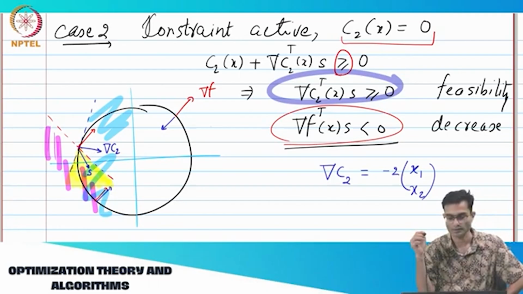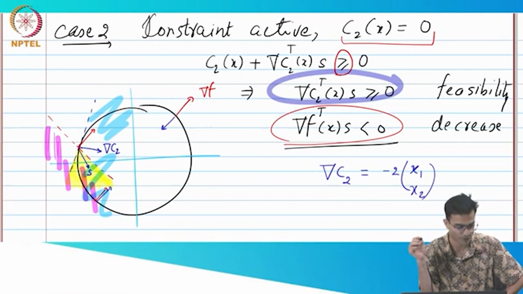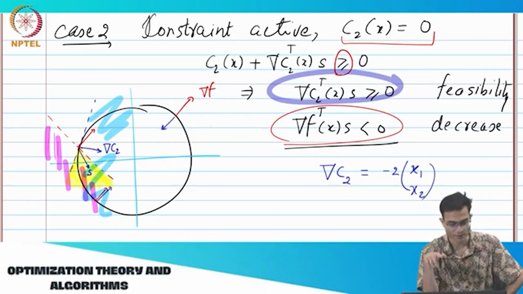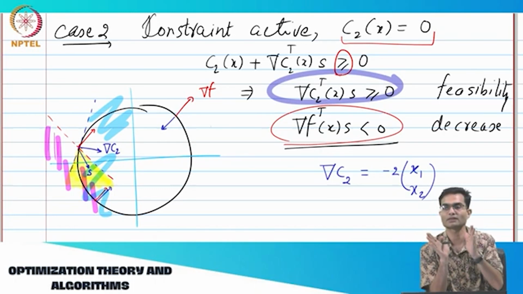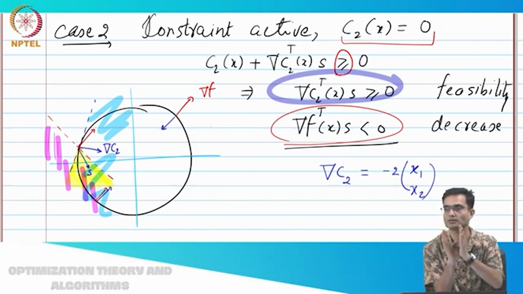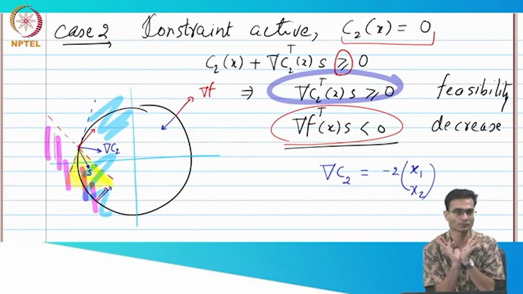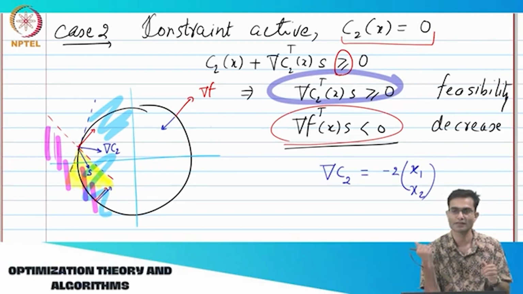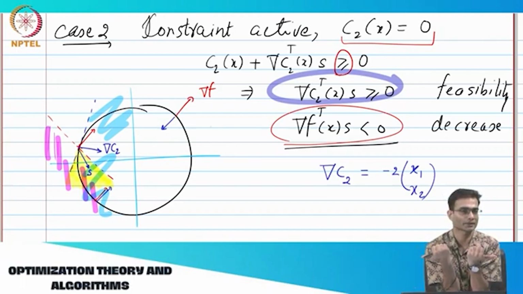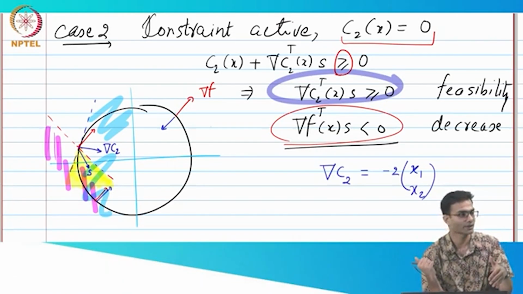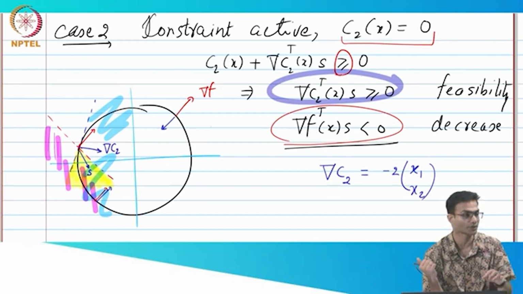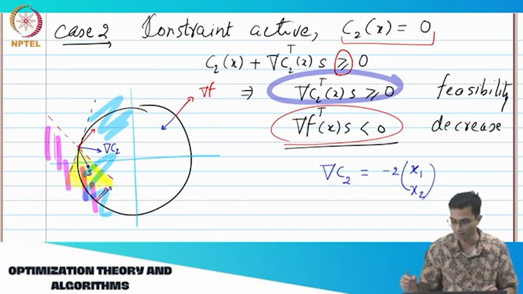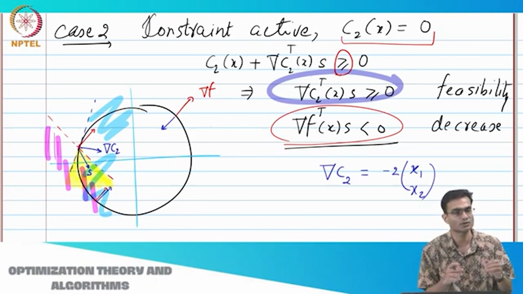Feasibility said that grad c2 transpose s should be greater than or equal to 0. That is which shaded region over here? The blue shaded region. Grad c2 and s should be in the same half space, so that their angle is acute. Therefore, the inner product is greater than or equal to 0. That is my blue region. Grad f transpose s less than 0 means grad f and s should have a greater than 90 degree relation. That gives me the red shaded region. Finally, I'm left with a cone, which is this yellow shaded region. So this has given me a possible region in which I can choose my s to move forward.